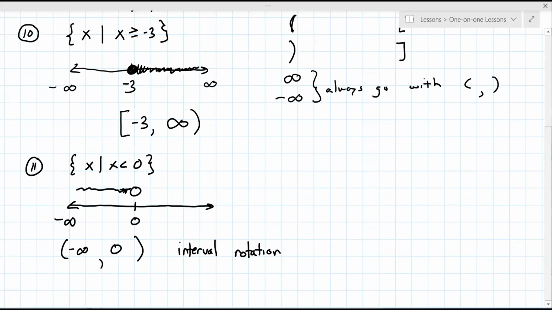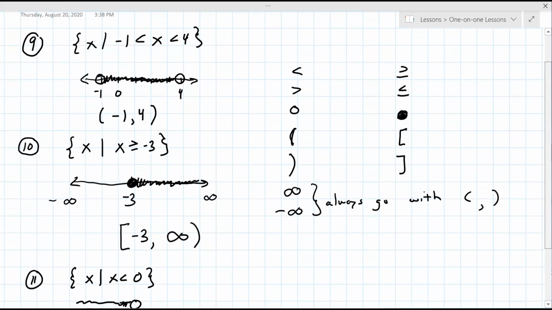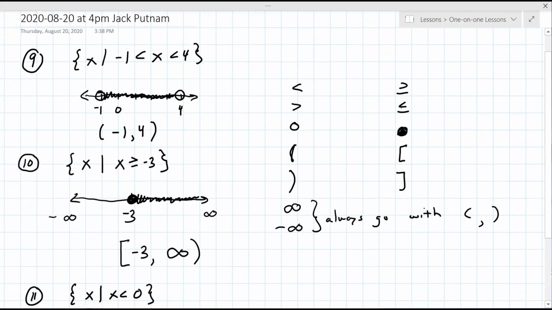So what I'm trying to show you up here in the top right is the ones that go together. The greater than or equal to, less than or equal to, the filled in bubble, the brackets, those all go together. Less than, greater than, open circle, parentheses, infinities, they all go together. So there's kind of a grouping there.